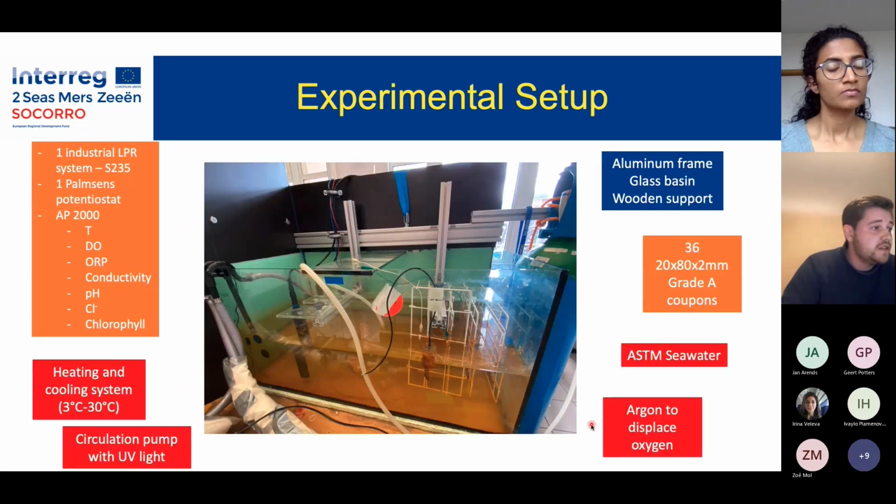Today I will be talking more about my setup, which is a setup at the Antwerp Maritime Academy, where I have a glass basin in which I have different corrosion sensors and water quality parameter sensors. I can measure temperature, dissolved oxygen, conductivity, pH, chloride, and chlorophyll. I can modify the solution and then record all of the data. In the setup, I use a diluted ASTM seawater to generate brackish water, and right now we're using argon to displace oxygen.